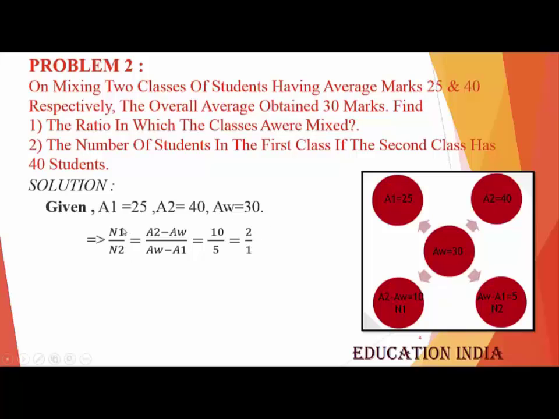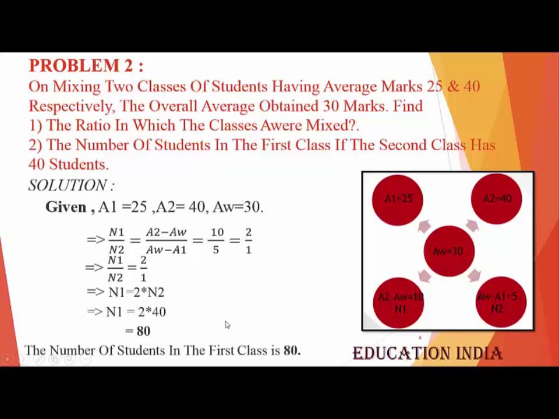So the number of students with the average of 25 was double that of the number of students with the average of 40. Now for part B, we need to calculate the number of students in the first class if the second class has 40 students. It's very simple. According to this equation, we have N1 equals 2 times N2. So N1 equals 2 times 40, that's 80. So the number of students in the first class should be 80.